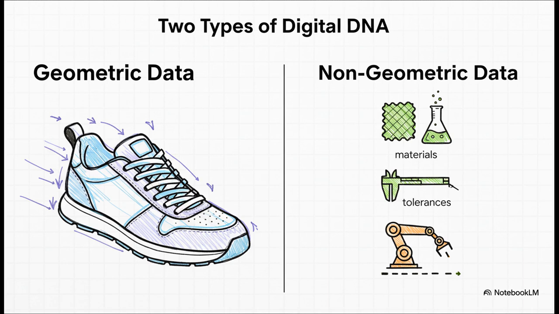So what's actually in this digital blueprint? Well, you can pretty much break it down into two main types of information. First, you've got the geometric data. This is the what it looks like part, all the points, curves, and surfaces that define its exact shape. Then you have the non-geometric data. This is all the how it's made stuff, what materials to use, the tiny acceptable measurement errors, even the precise path a robot arm will take to assemble it. You need both to make anything real.